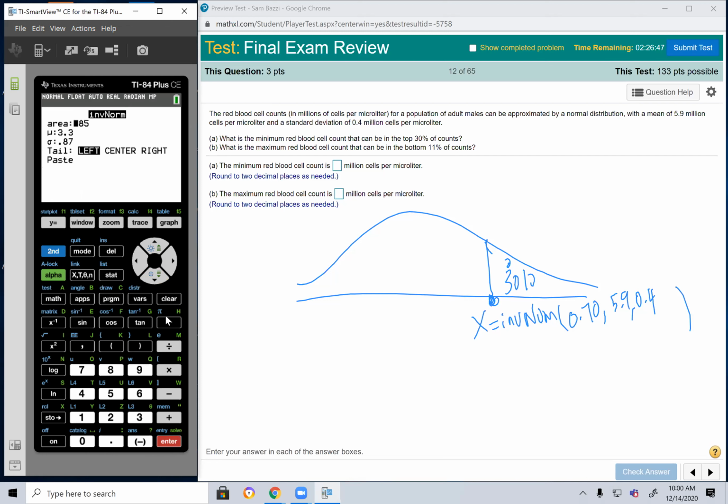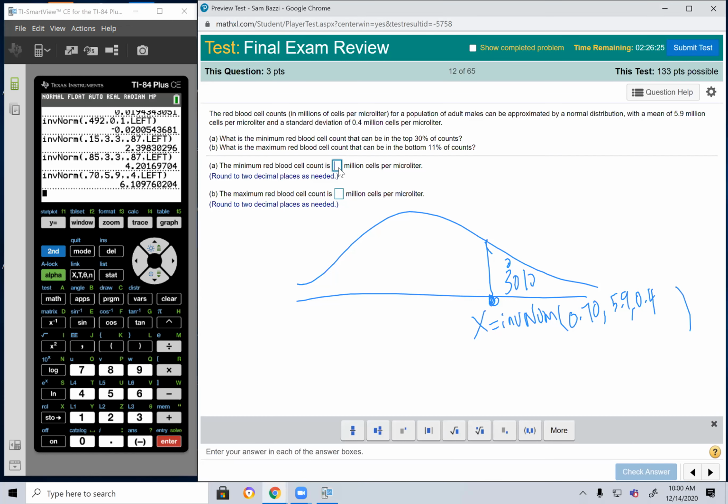So let's go and do this. As you can see, I'm not using an actual calculator. I'm using the simulator. 5.9 and 0.4. Okay, I got 6.1. How many digits? It says 2, so it would be 6.11.